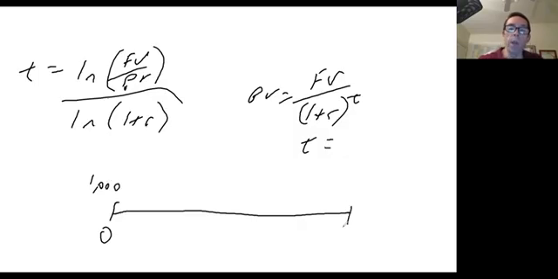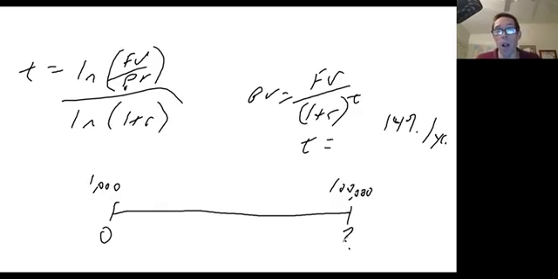And my goal is for this money to grow and become $100,000. And it's going to be earning interest at a rate of 14% per year. That's with annual compounding. So the question is, how long is it going to take for my money to grow from $1,000 to $100,000 if it's growing at 14% per year with annual compounding?